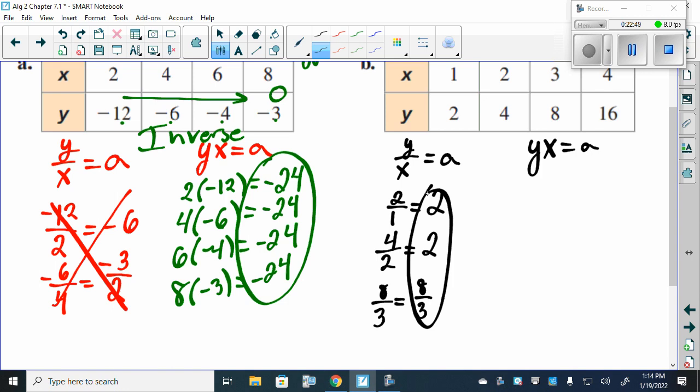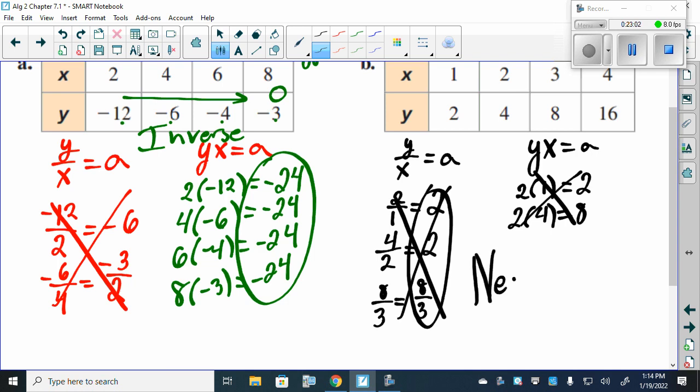So we can try multiplying them together. So we can say 2 times 1 is 2. 2 times 4 is 8. So those don't work. So this is, what is it? Neither, neither.